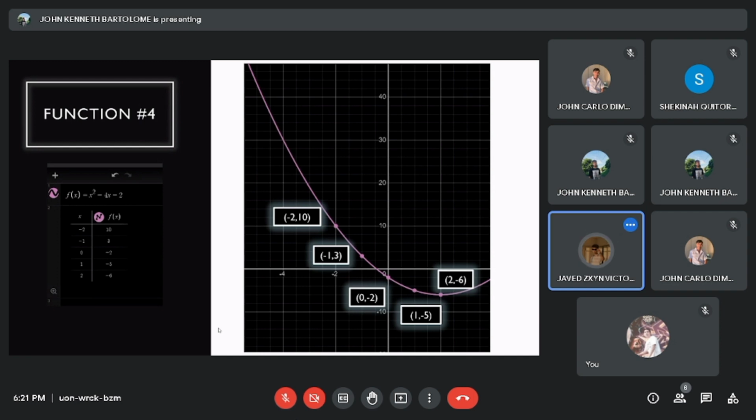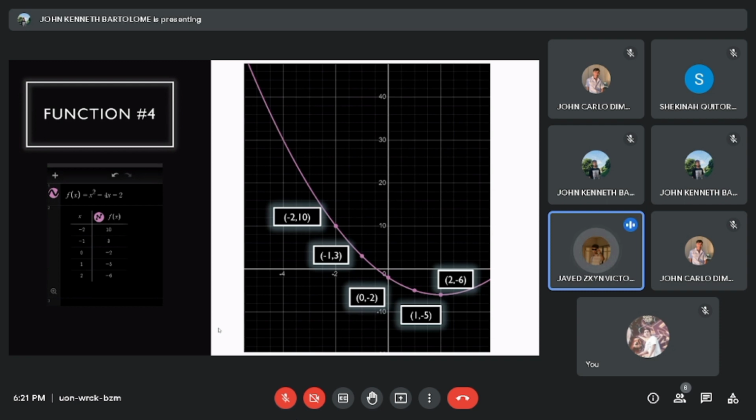Ang given ay f(x) equals x squared, negative 4x, negative 2. Tapos kailangan hanapin yung x and y para mabuo yung graph. Yung x ay may given na negative 2, negative 1, 0, positive 1, and 2. Kaya nakuha yung y ay dahil sinubstitute ko lang yung negative 2 sa given na may dalawang x. Then nakuha na si x and y. So, bali, doon iko-connect mo na sila para mabuo yung graph.